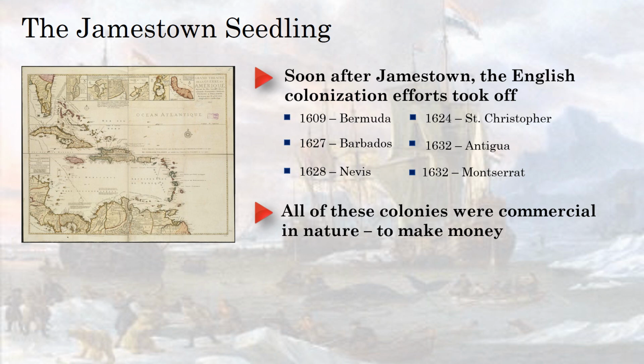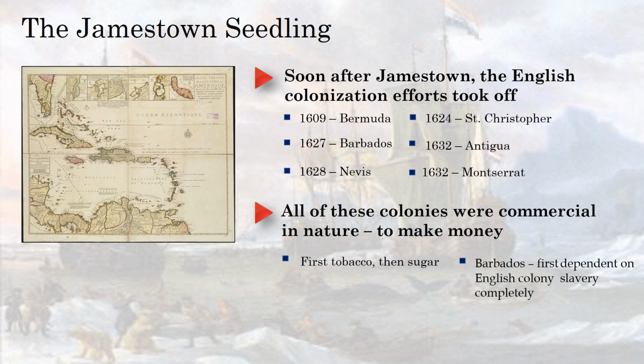All of these colonies are commercial in nature. That is, like Jamestown, they're going to be settled by various financial groups. Some joint stock companies, other kinds of financial instruments are going to be involved, but most of them are going to be commercial in nature. That is, the goal is to make money for the investors. How we're going to do this is first through tobacco and then through sugar.